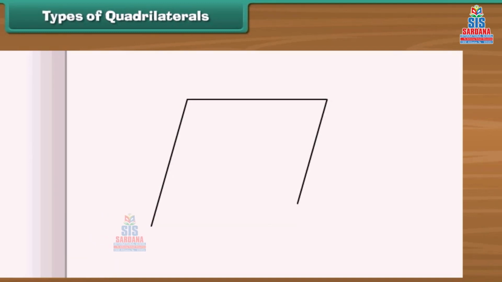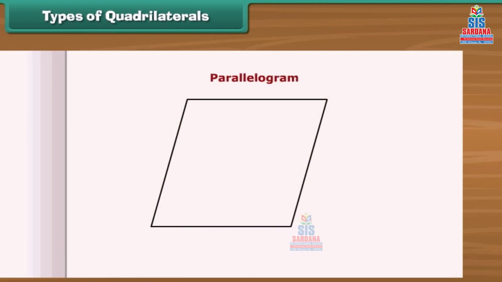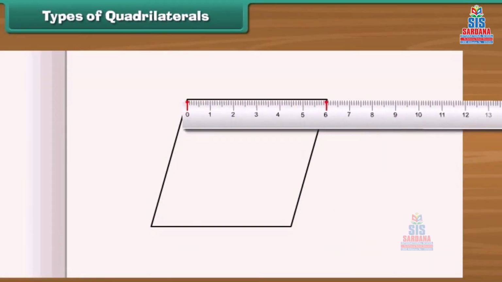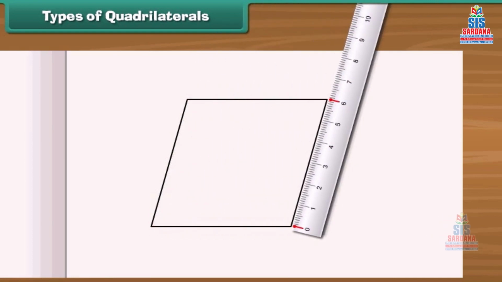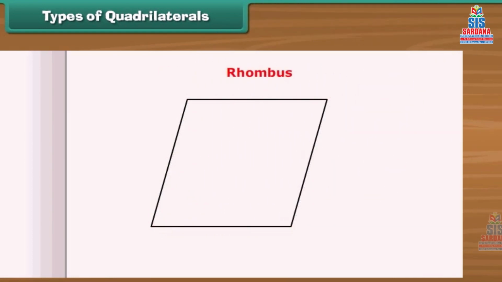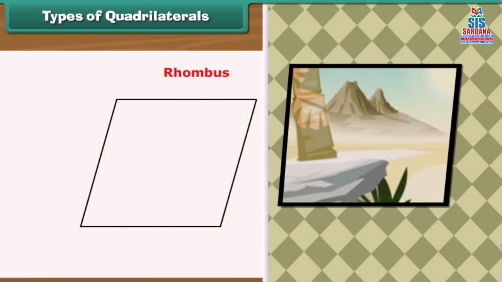A quadrilateral having opposite sides parallel is called a parallelogram. For example, slide is a parallelogram. A parallelogram in which all four sides have the same length is called a rhombus. Look at this painting. This is a rhombus.